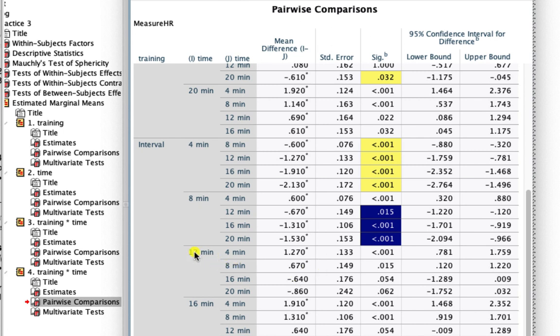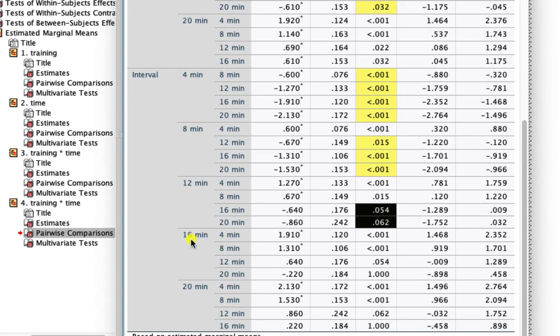For 12 minutes, we're mainly looking at the differences between 12 and 16 and 12 and 20. Both of those values are greater than 0.05, so we don't have any significant differences there. And then by the time we get to 16 minutes, we're mainly interested in the comparison between 16 and 20, which is also not significant.